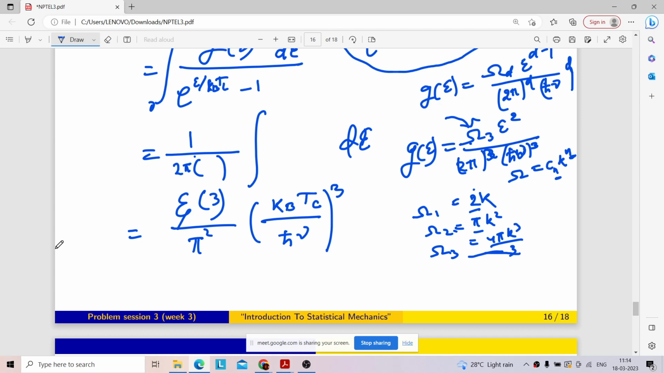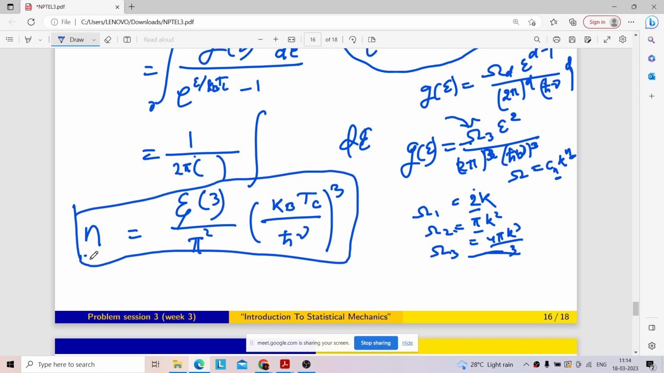So this is for what? Number of particles per unit volume. So we got the number of particles per unit volume as this. But what do we want? We want Tc. In the question, it is asked for the critical temperature. So from this relation, we can get Tc.